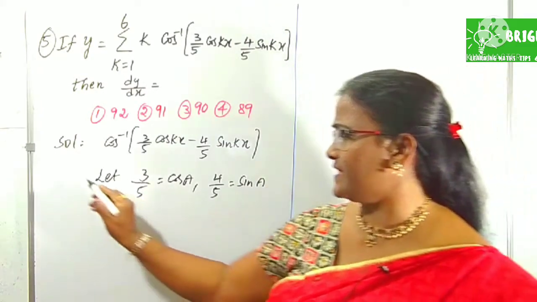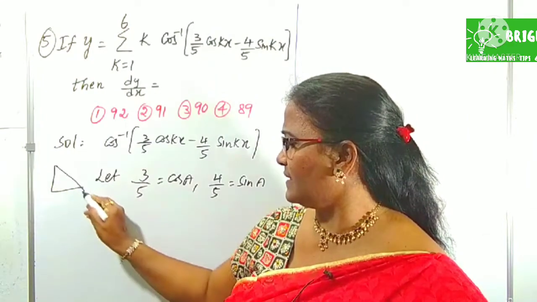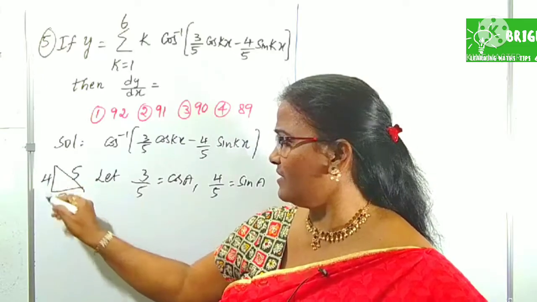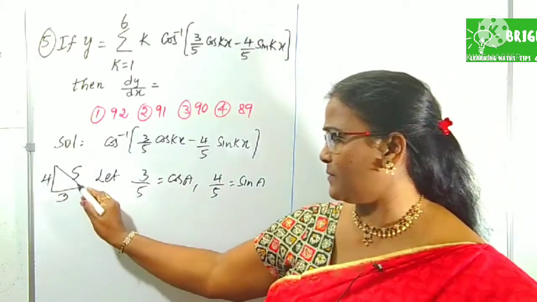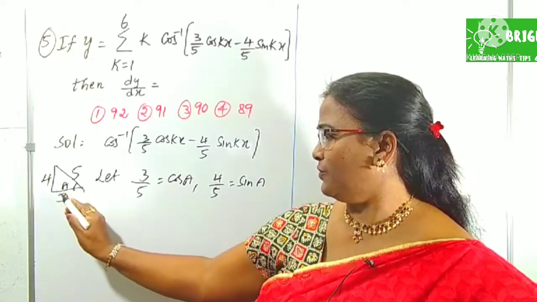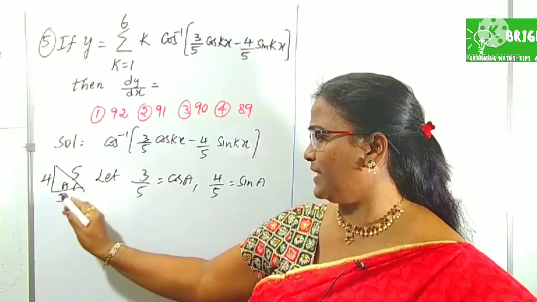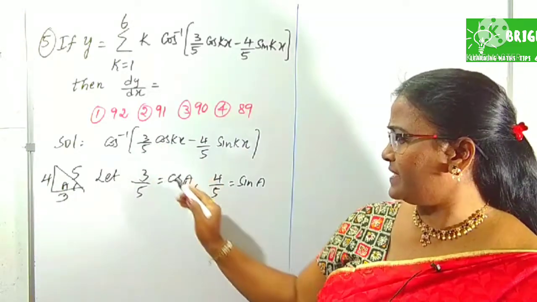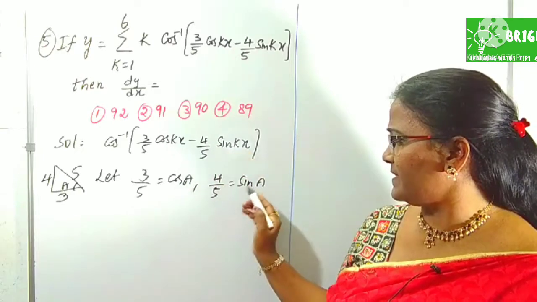Okay, if we take cos a as 3 by 5, like a triangle, the cos is adjacent side by hypotenuse. This is 4 or not? From the right angle triangle, suppose if we take a as the angle here. Therefore with 3 and 5 for cos, the opposite is 4 only. So wherever 3 by 5 is there, take it as cos a, and 4 by 5 as sin a.